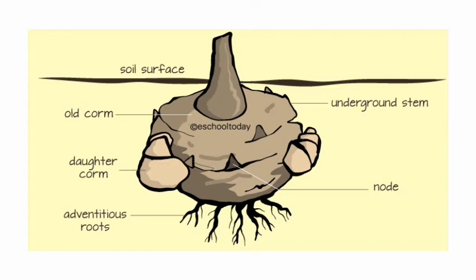Let's see the diagrammatic representation of Amorphophallus. See, daughter corms which are formed by axillary buds. The lower base contains adventitious roots, differentiated into nodes and internodes. How it grows underground, everything is in the diagram. Colocasia is also a best example for corm.